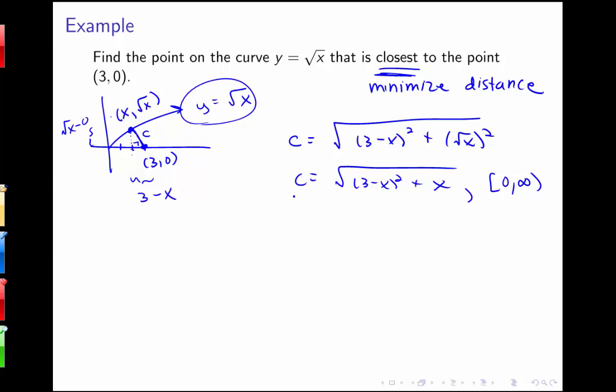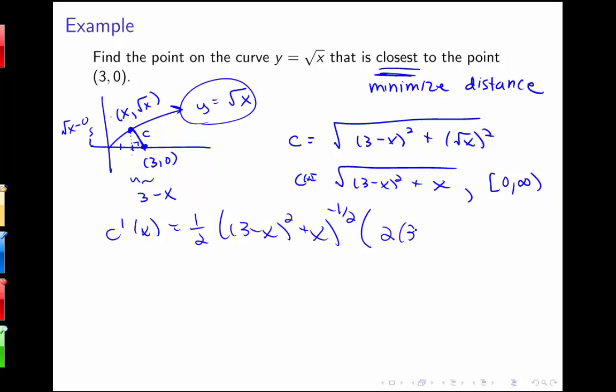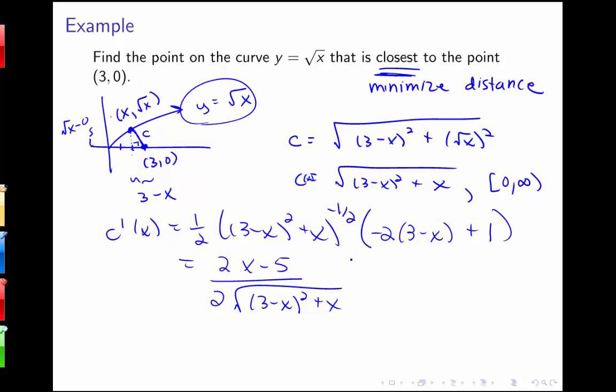So I'm going to need to take the derivative of this function here, which is just c of x. So I'm going to have c prime of x is 1 half times (3 minus x) squared plus x, to the negative 1 half, using the chain rule here. So I've got the derivative of my inside function, so this is 2 times (3 minus x) plus 1, and this first one should also be times a negative 1. Okay, so this simplifies to negative 6 plus 1 will be negative 5, and then I'll have a positive 2x, so I'm going to have (2x minus 5) all over 2 times this square root of (3 minus x) squared plus x.